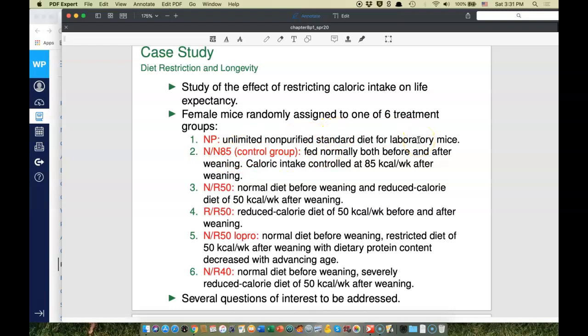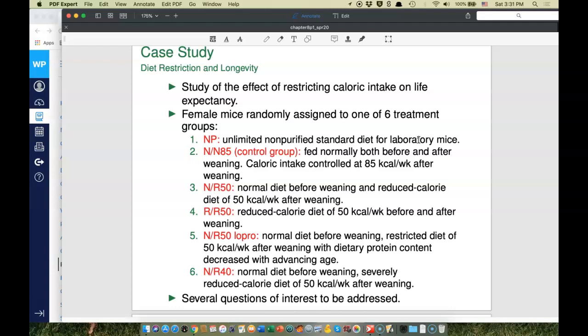NN85, the control group, was fed normally both before and after weaning. The caloric intake was controlled at 85 kilocalories per week after weaning. So that was the control group. Then there were some manipulations before and after weaning. Well, actually after weaning. So NR50 was the normal diet before weaning and reduced calorie diet of 50 kilocalories per week after weaning. There was the RR50, yes, it was before weaning, so reduced calorie diet of 50 kilocalories per week before and after weaning.